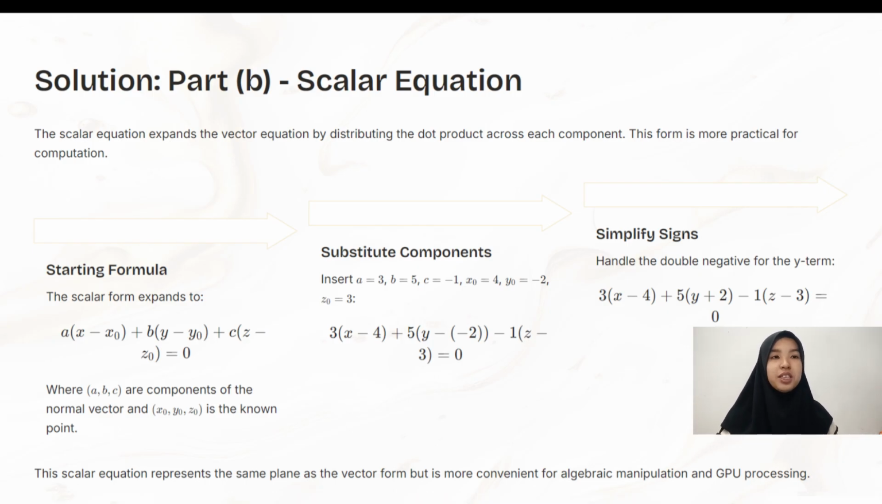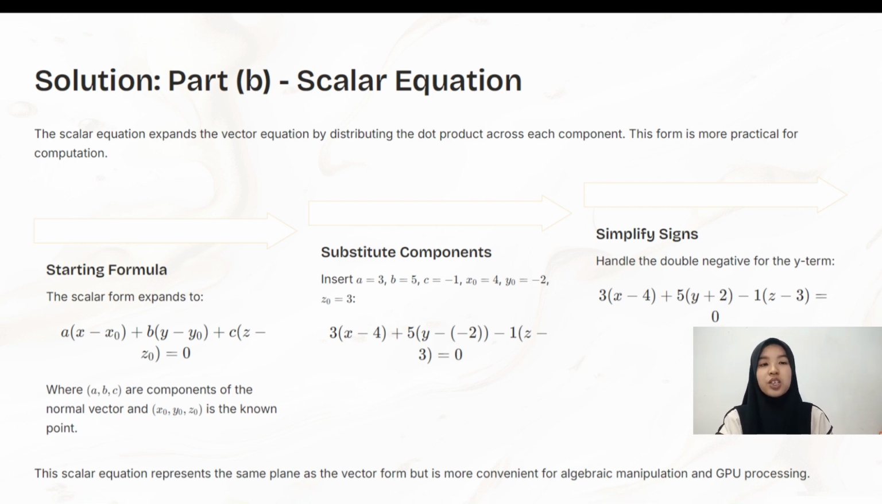After that, we substitute the components. We insert A equal to 3, B equal to 5, C equal to negative 1, x naught equal to 4, y naught equal to -2, and z naught equal to 3. Then we simplify the signs. We handle the negative number for the y term. So for the last solution, we will get 3 multiplied by (x minus 4) plus 5 multiplied by (y plus 2) plus negative 1 multiplied by (z minus 3) equal to 0.